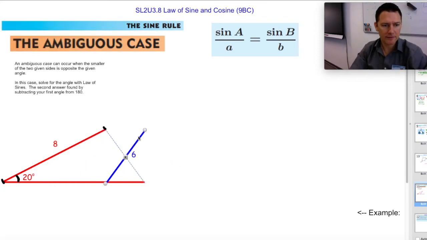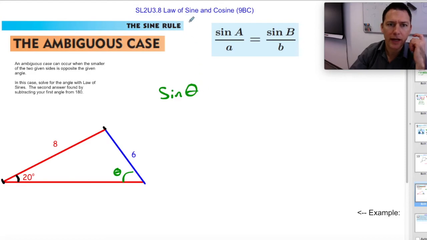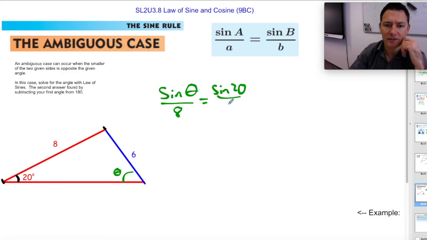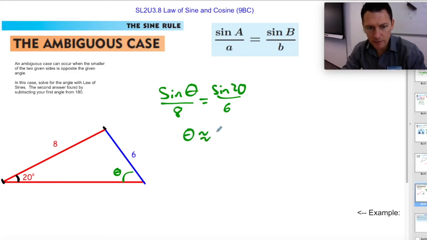So let's try it out with this case, and let's find one of these angles. Let's find this angle here. Let's call it theta. So you'd say, all right, well, sine of theta over 8, its opposite side, should be the same as sine of 20 over its opposite side, 6. Crunch a little numbers: 8 sine of 20 all over 6, and take the inverse sine of that, and I got theta should be, let's call it 27. Great. So there, theta is 27.